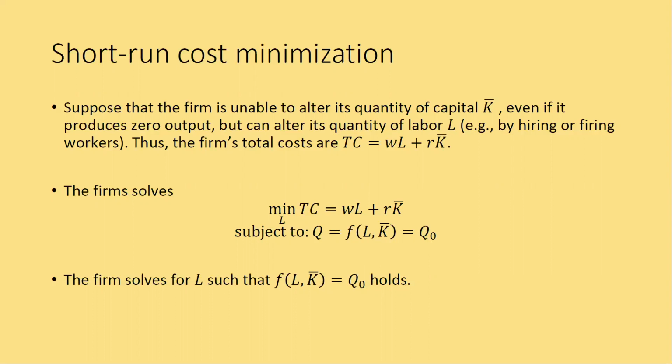So here, because we have this constraint, or because we have this target level of output, the firm doesn't really have any freedom to choose L in our example. The firm only solves for L such that it can produce Q0 units of output. We are going to see in the next slide what is going on.